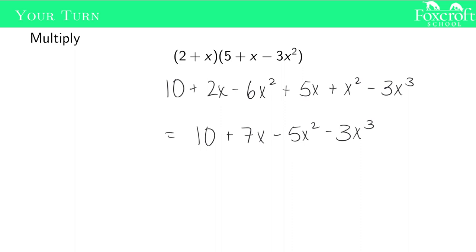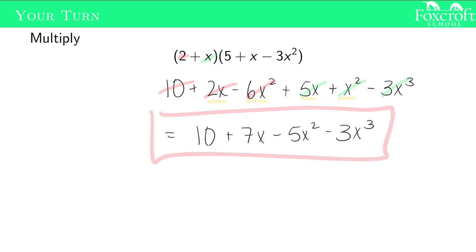All right, and here's the final answer I got. So when we multiply this 2 by everything, we get these 3 terms. Multiply the x by everything, we get these 3 terms. And we can combine some like terms. All right, so when we combine our like terms, we get these 4 terms for our final answer.